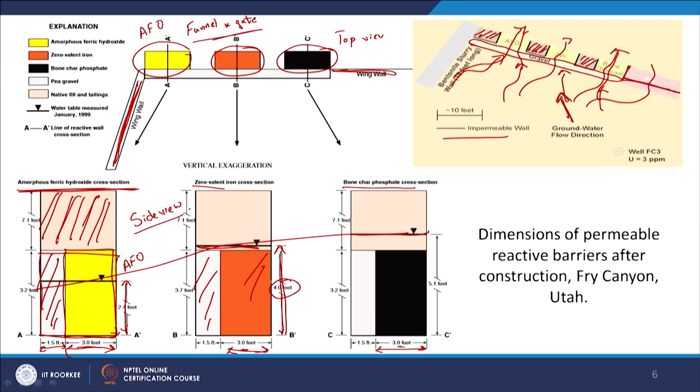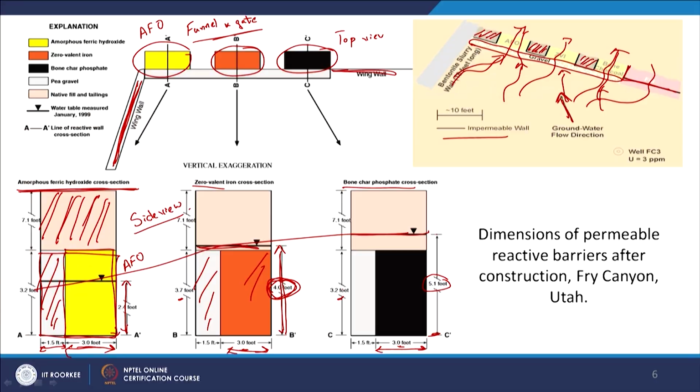Zero valent iron seems to be 4 feet, and bone char seems to be around, okay, they have the relevant... what do we say, 4 feet is the height of the groundwater table, pardon me, right, from the base of that particular PRB. They did keep the height the same, the 3.2 feet, 3.7 approximately here, and 3.2 feet, right.